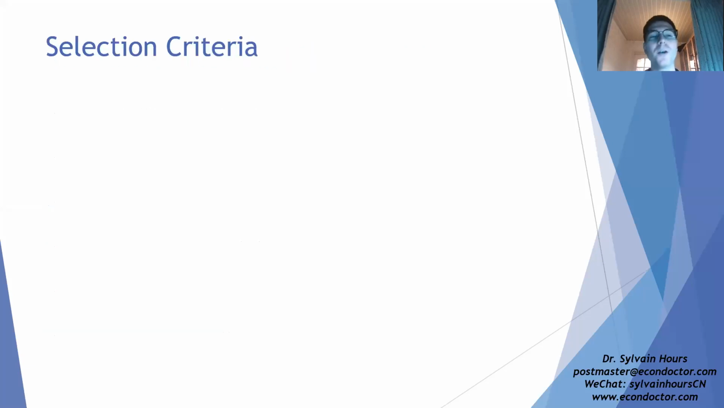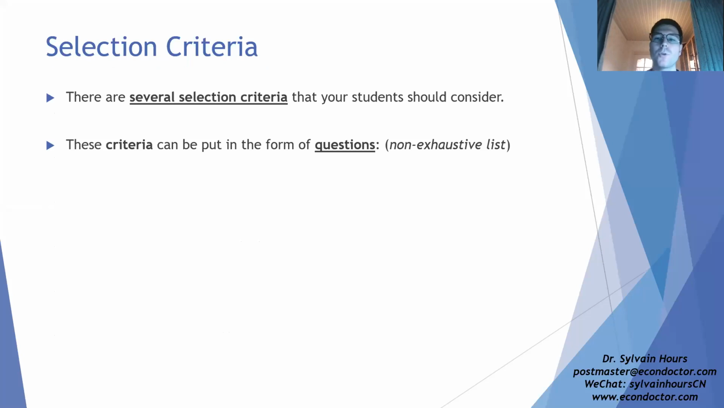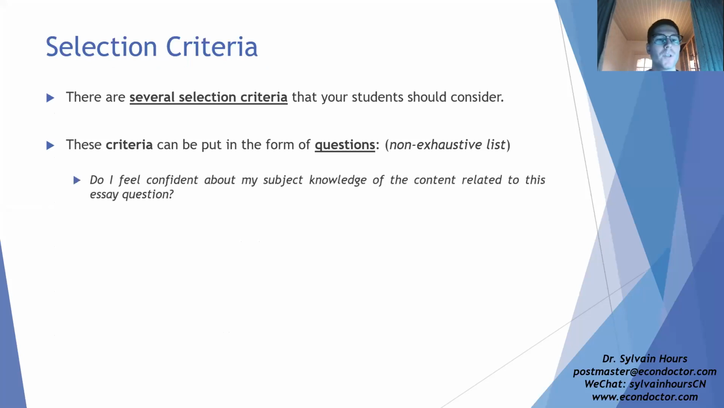So how should they do that? What selection criteria should they use? So they should ask themselves a few questions. First, do I feel confident about my subject knowledge of the content related to the essay question? Okay. Usually that's the only question they think about, but it's good, but it's not enough. Do I clearly understand both parts of the question? Do I truly understand what this is about, or do I find it a bit ambiguous? Do I understand what content is tested? Do I know what I have to do?